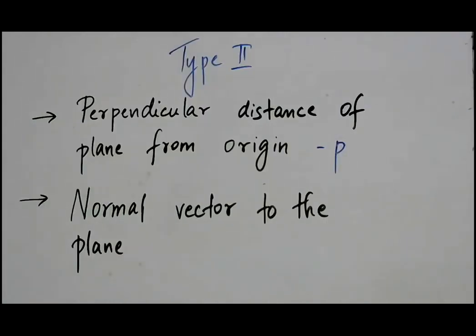Moving on to type 2. We will be given the perpendicular distance of the plane from the origin, which we'll call P, and the normal vector to the plane. Let's see how it's going to look.